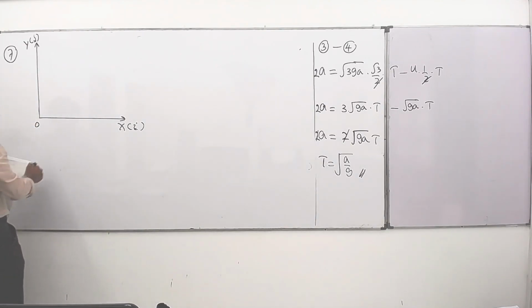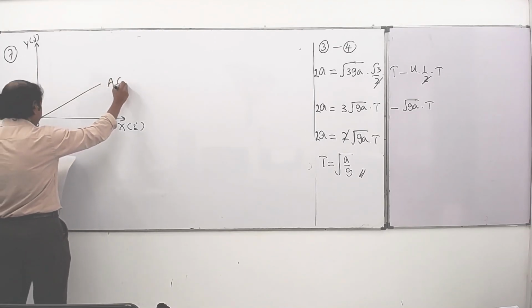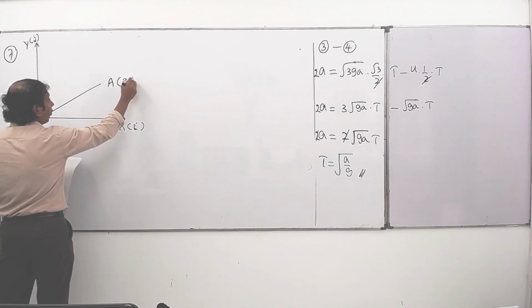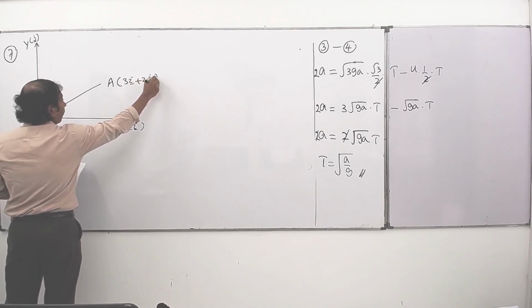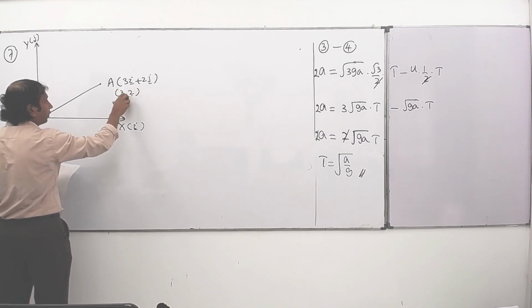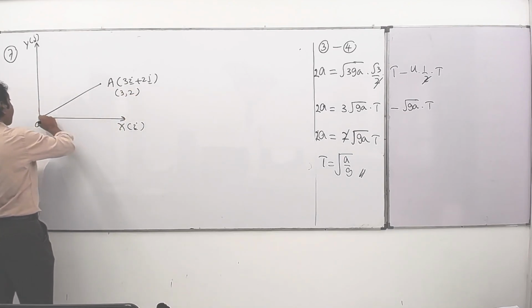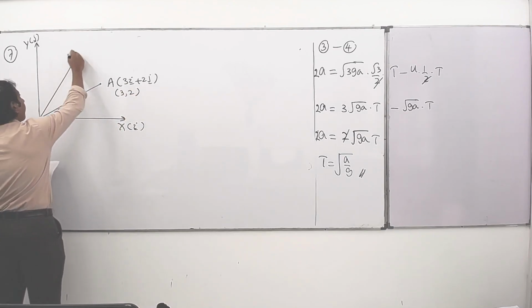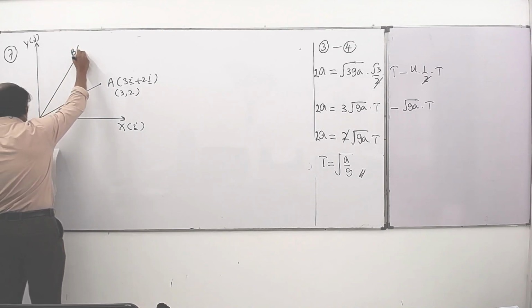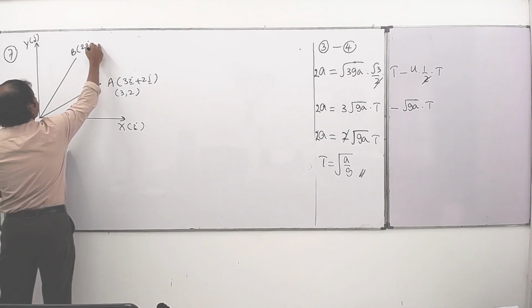The position vector of A is given as 3i plus 2j. Then the point A has the coordinates (3, 2), no? The X coordinate is the i coefficient, the Y coordinate is the j coefficient. For B, it is given as 2i plus 4j.